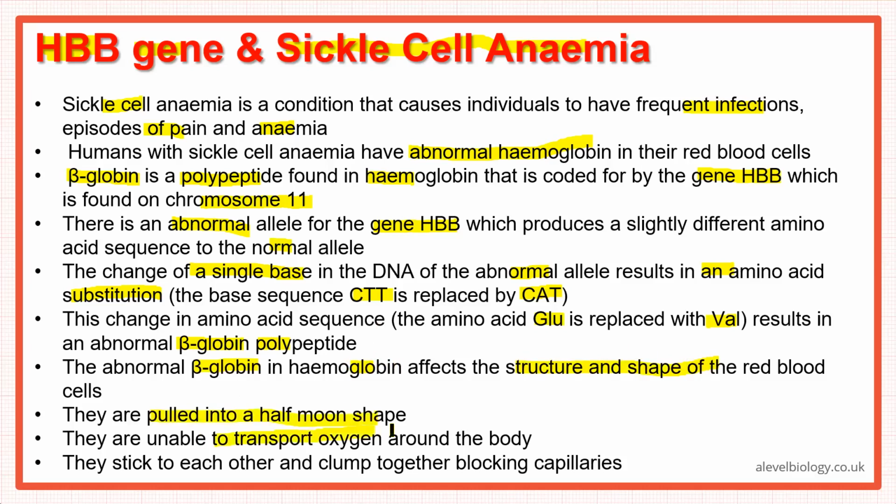They're unable to transport oxygen around the body, because normal red blood cells can carry oxygen, and then it can be transferred to different parts of the body. But these cells, which have become sickle shaped, or have this half moon shape, are unable to transport oxygen around the body, right? And they also stick to each other and clump together, blocking the capillaries. And this is what can actually lead to the pain as well.